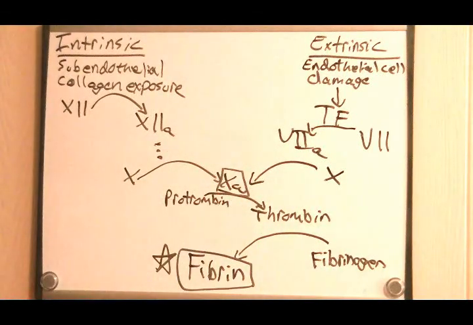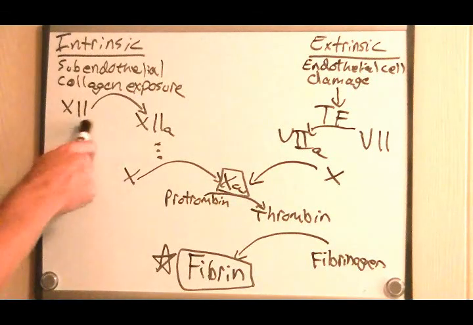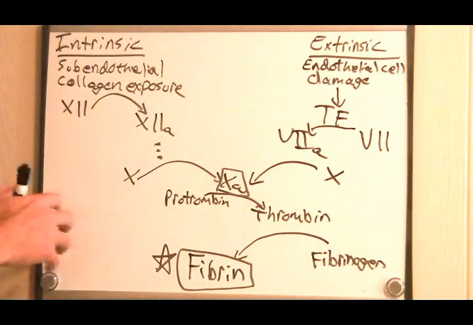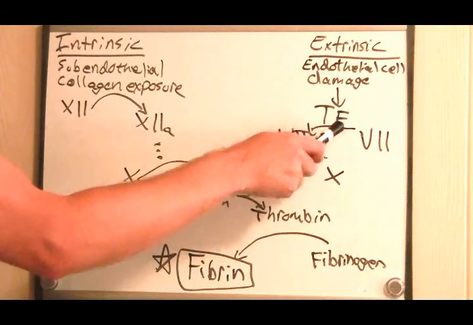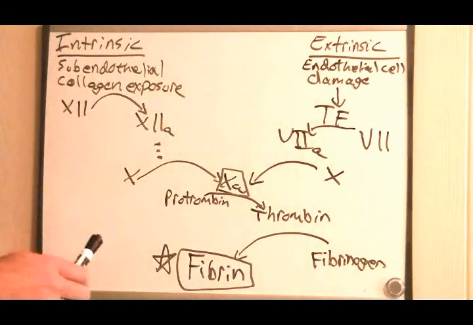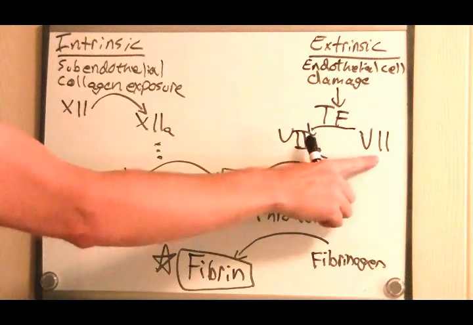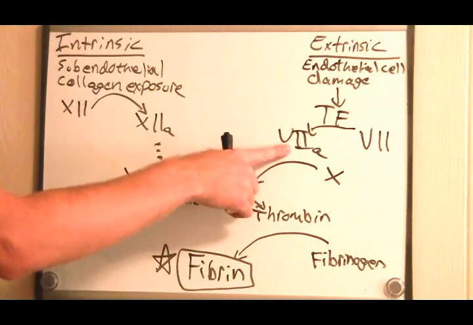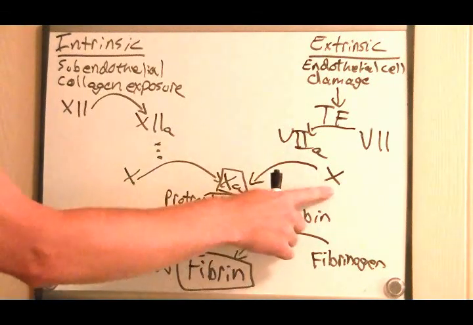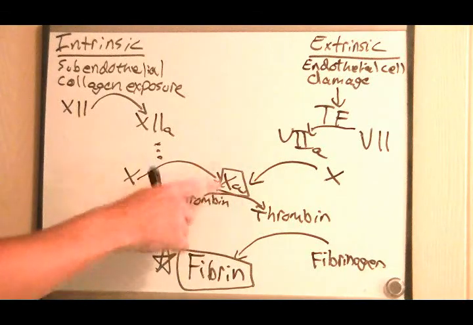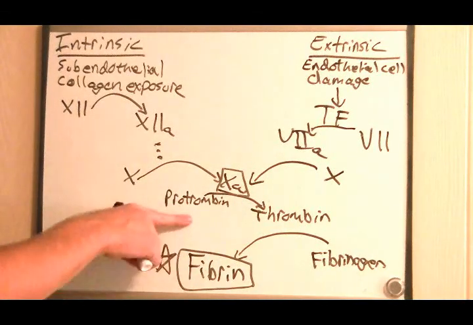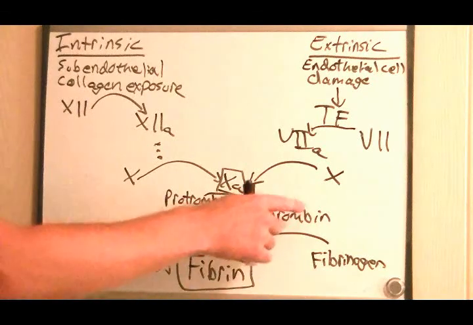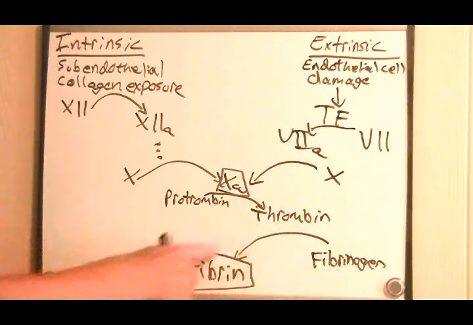So what I want you guys to know and to remember is what activates the extrinsic and intrinsic pathways, and also the factors that are involved that I have written up here on the whiteboard. So tissue factor is released by damaged endothelial cells, and when tissue factor interacts with factor 7, it becomes active factor 7, or factor 7A, which will then activate factor 10 into 10A, and then once we have factor 10A, we've got the conversion of prothrombin to thrombin, and then thrombin will convert fibrinogen into fibrin.